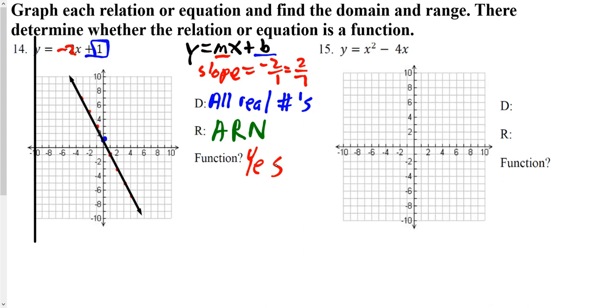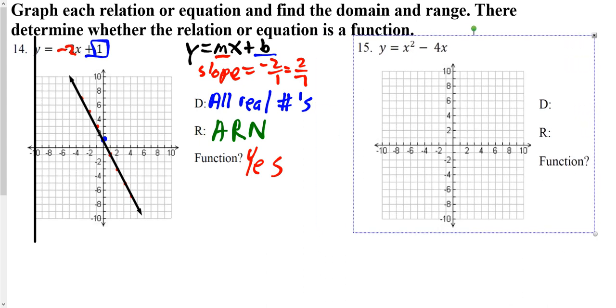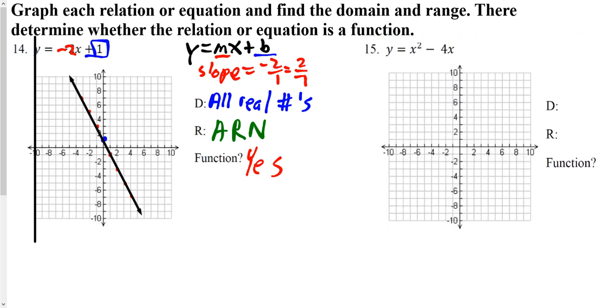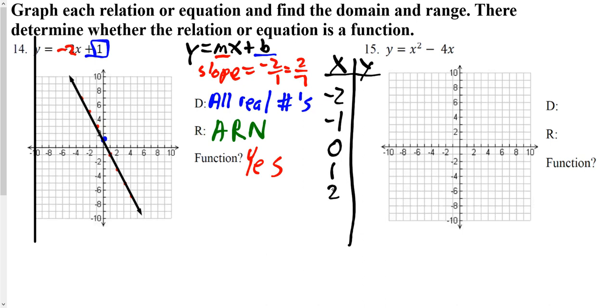Now, when we're graphing number 15 here, number 15 is not a line because it has an exponent of 2. And so I need to go ahead and make myself a table. And since it's not going to be a line, I need to choose lots of points. So I'm going to go ahead and try -2, -1, 0, 1, 2, 3, 4, and 5.